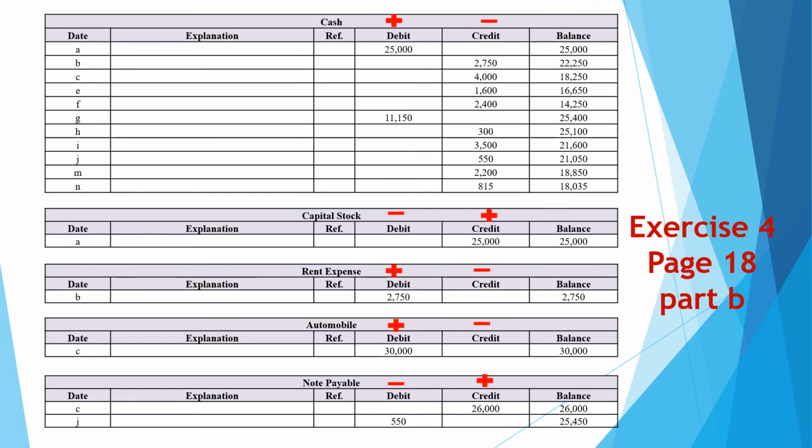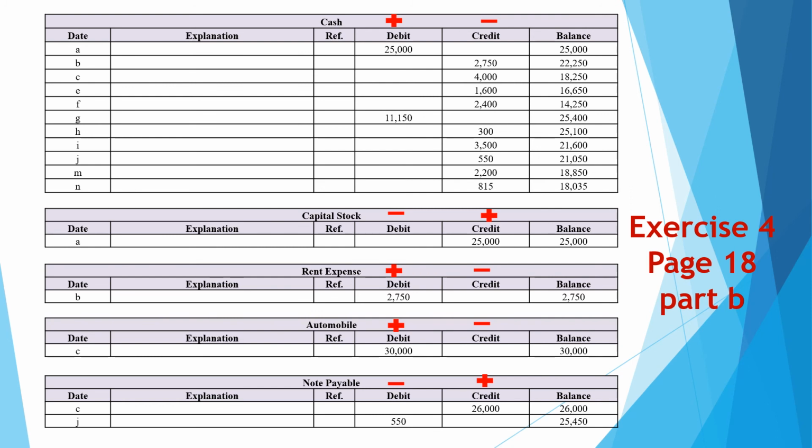Only on transaction G, as you can see, the cash amount was in debit. That's why we added the amount to the previous balance to find the new balance. Some accounts appear only one time in the general journal. We have no problem. We can make a ledger for these accounts.